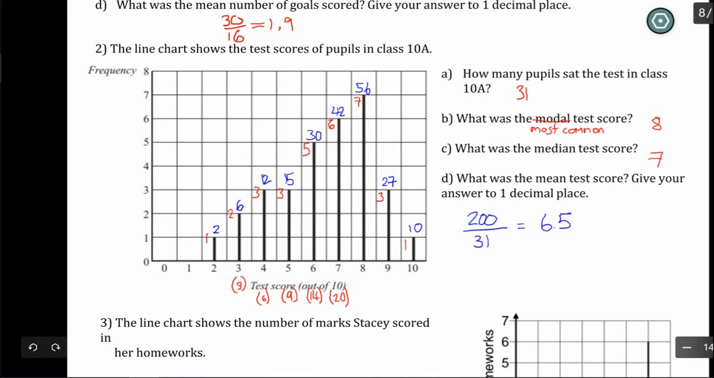Does that make sense as a test score? Yeah. It's within our data. It's towards the higher end, which is what the data would suggest. More people are at this higher end. So yeah, it sounds sensible.